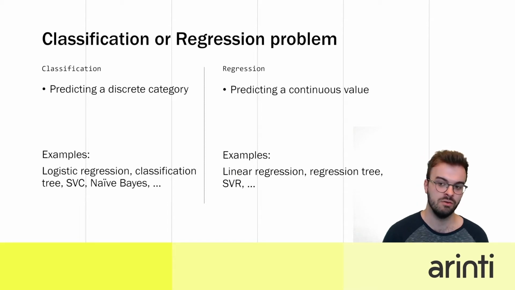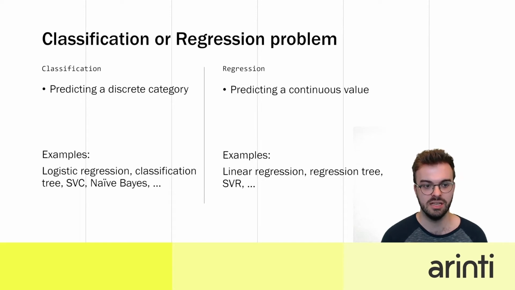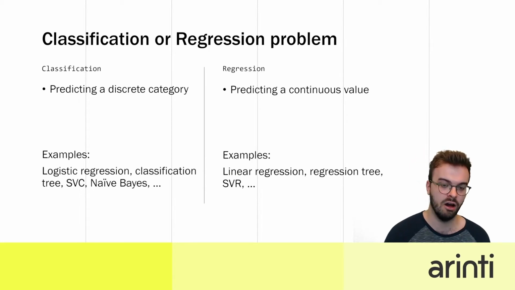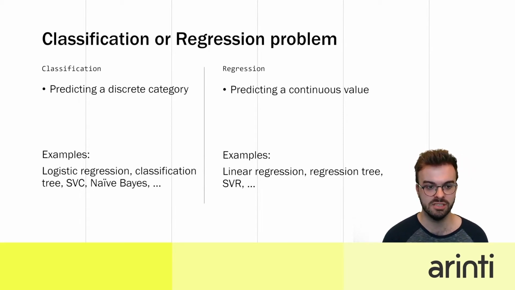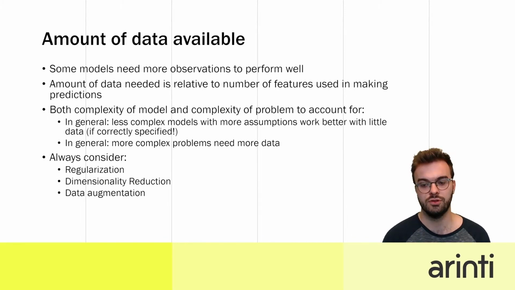Even if you have continuous values, it might be more logical to turn them into discrete categories. And also you have some examples of typical classification and regression algorithms listed here below. Most algorithms have an extension in the other type of models. For example, logistic regression is an extension of linear regression and so forth, but it's not always the case.